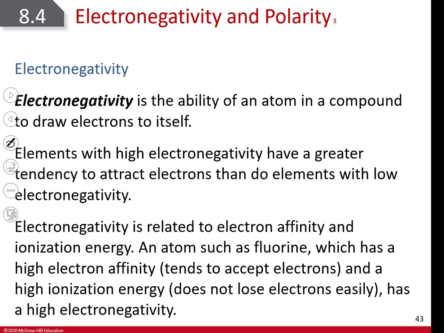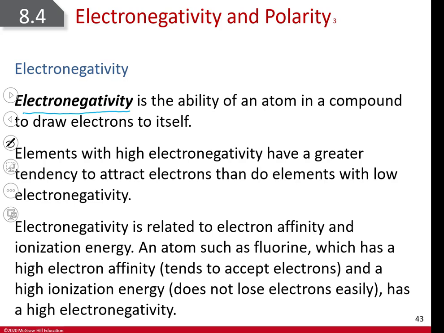So how do we tell who's going to hog it? Well, with HF, we pretty quickly said, oh, it's definitely going to be fluorine. Fluorine is definitely going to hog the electrons, whereas hydrogen is going to give it up. But the way that we tell that is by the concept of electronegativity. Electronegativity is an element's strength of pulling electrons towards itself. The more electronegative an element is, the more strongly it can pull electrons towards itself.